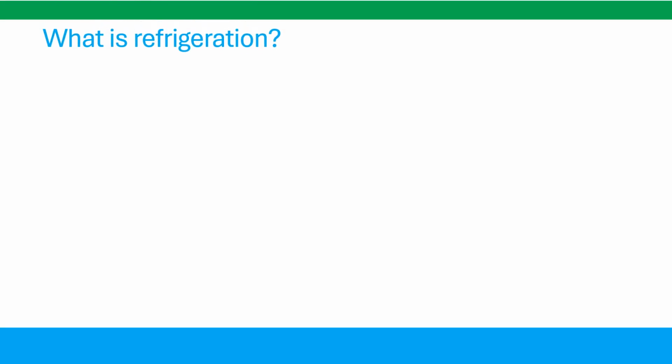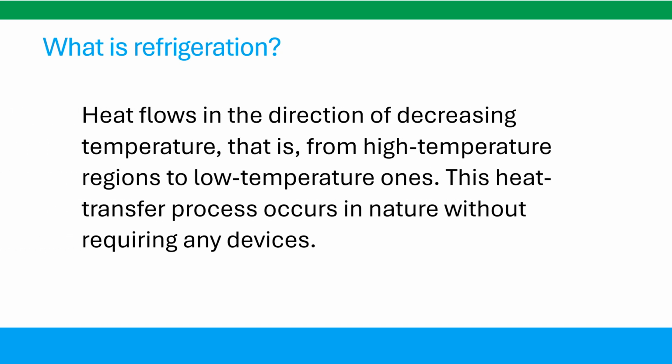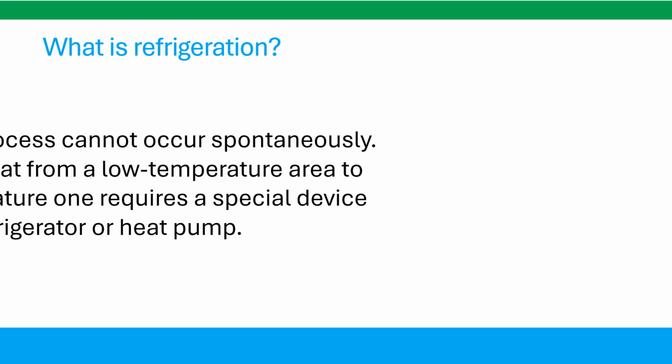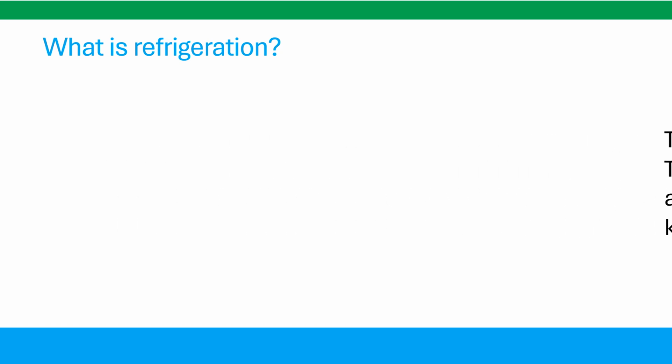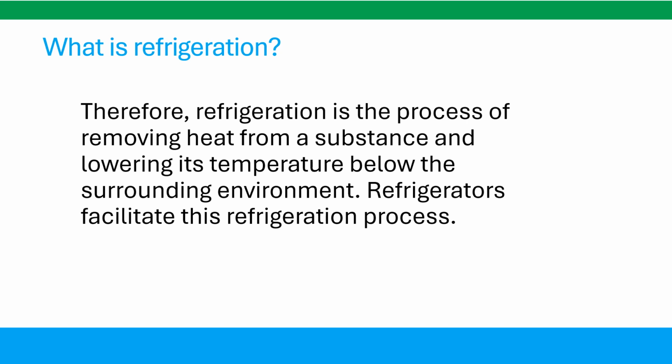What is refrigeration? Heat flows in the direction of decreasing temperature, that is, from high-temperature regions to low-temperature ones. This heat transfer process occurs in nature without requiring any devices. The reverse process cannot occur spontaneously. Transferring heat from a low-temperature area to a high-temperature one requires a special device known as a refrigerator or heat pump. Therefore, refrigeration is the process of removing heat from a substance and lowering its temperature below the surrounding environment. Refrigerators facilitate this refrigeration process.